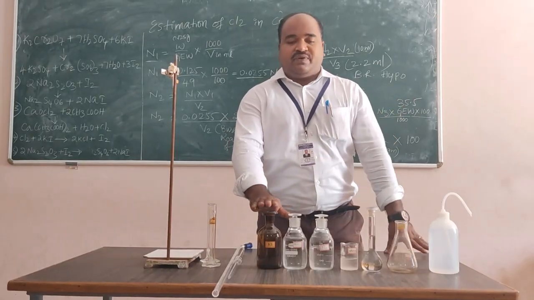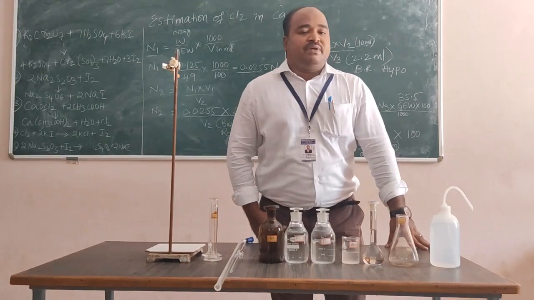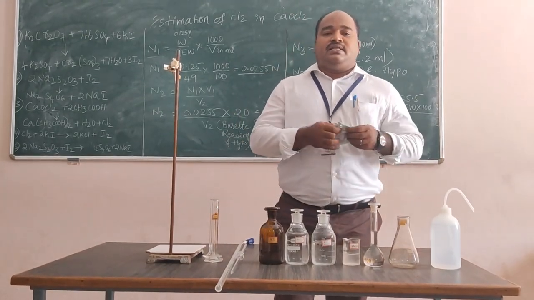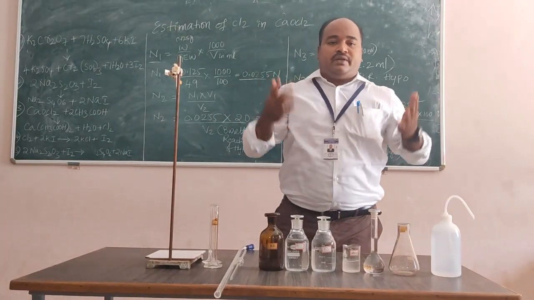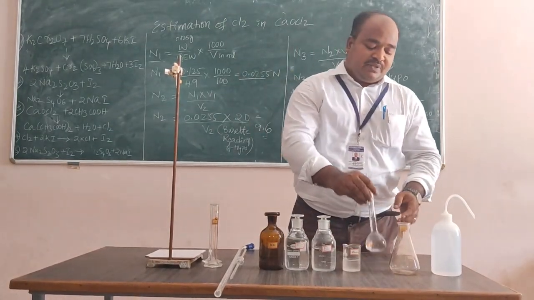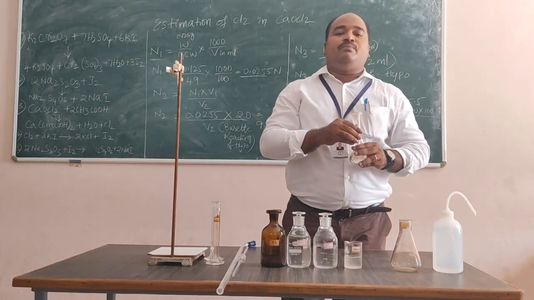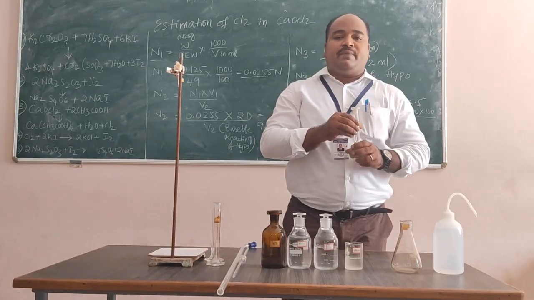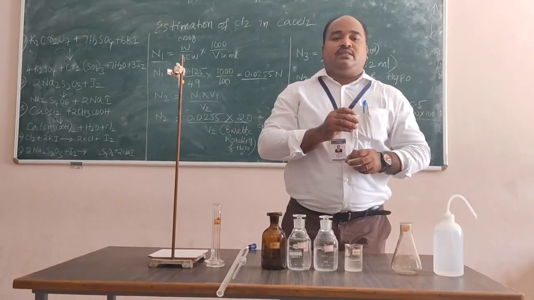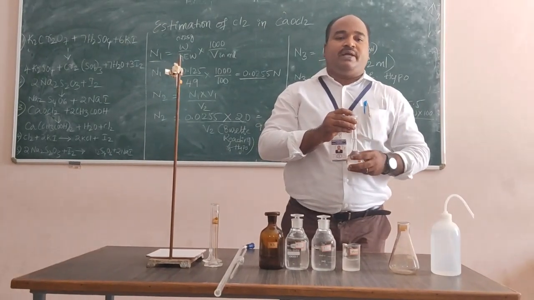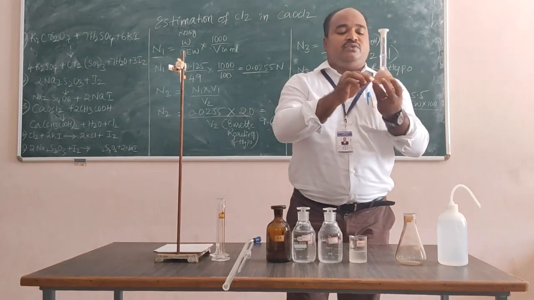So the final step is estimation of active chlorine in bleaching powder. That step I am going to show you. First of all, we need to take 10 ml of bleaching powder solution, which is 1 gram of bleaching powder dissolved in 100 ml of distilled water. Our lab assistant has already prepared that, and I have taken 10 ml of that bleaching powder into a standard flask.